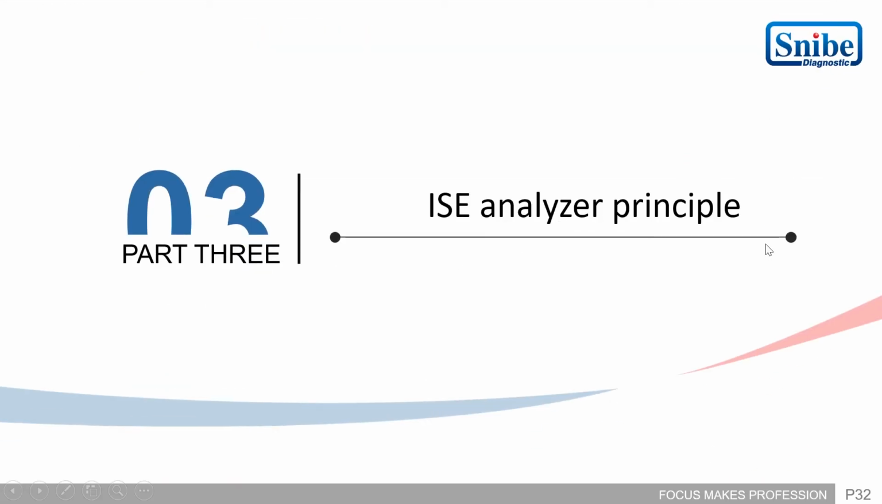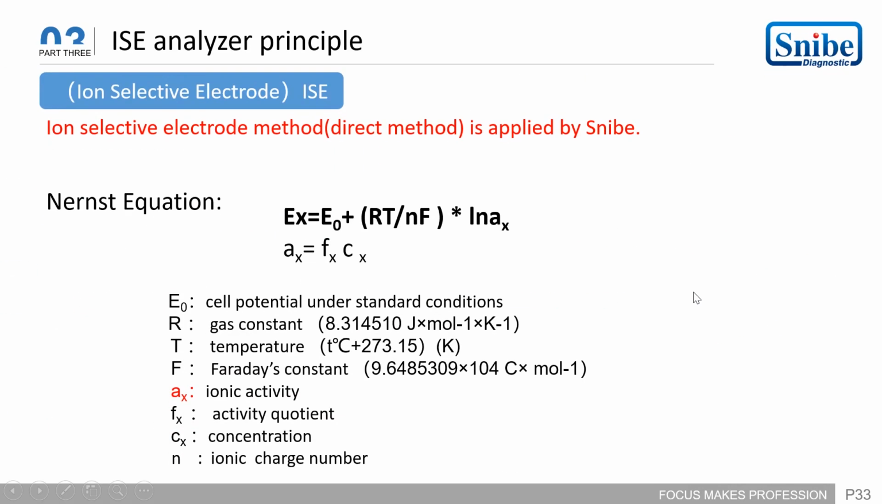The ISE analyzer principle. Ion selective electrode, ISE. Ion selective electrode method. The direct method is applied by Snibe. This is the Nernst equation. We use this equation to calculate the concentration of the solution.